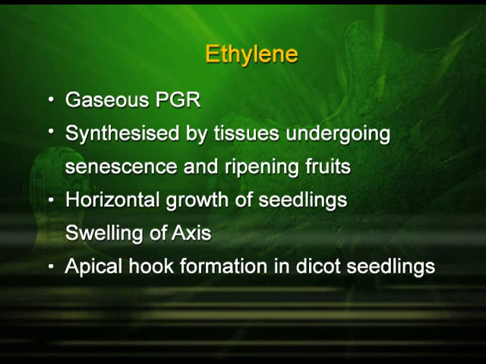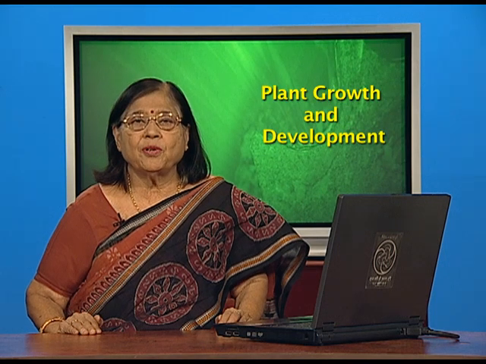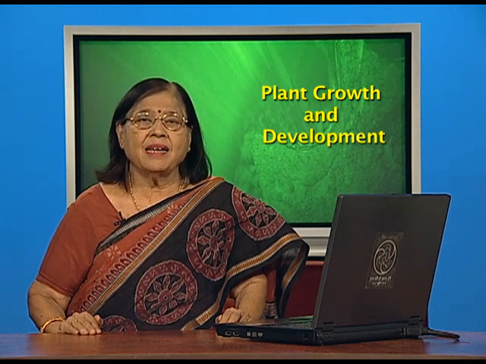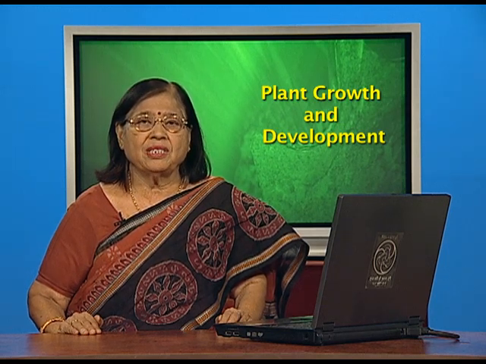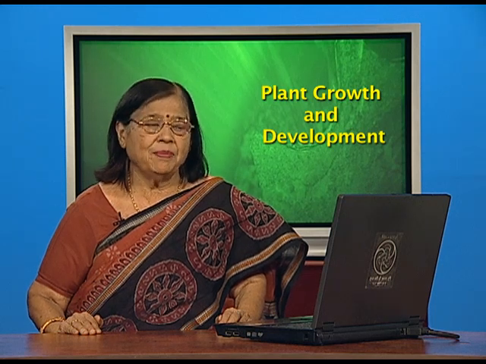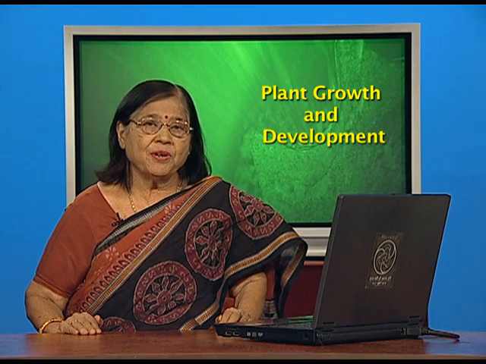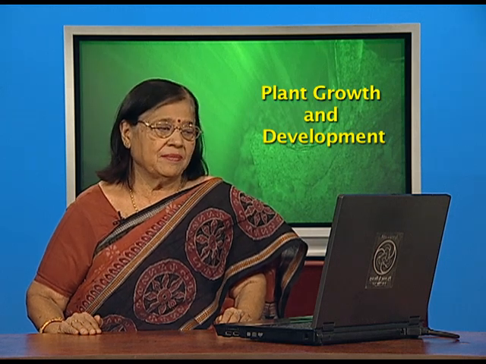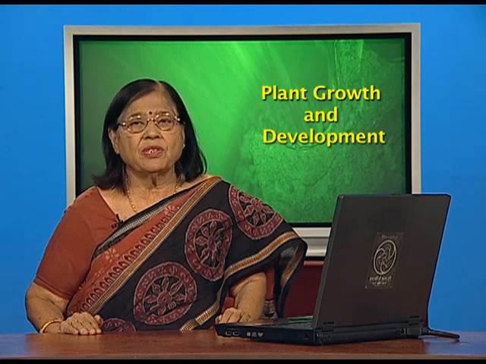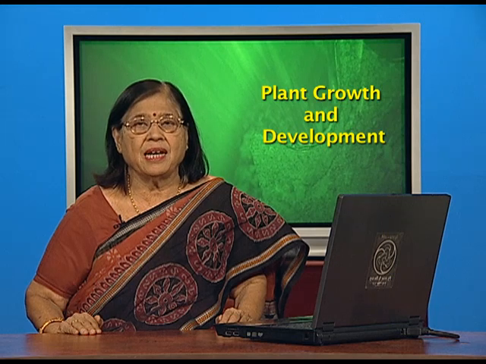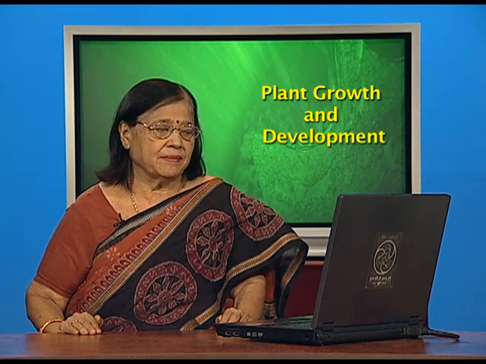Apical hook formation in dicot seedlings. Suppose you put gram seed in water and peel it, then you will find two cotyledons, and both the cotyledons are connected with a hook kind of structure, and that is because of this PGR. Promoted senescence and abscission of leaves and flowers. So, it is promoting the falling of leaves, dying of leaves. Of course, that is an important phenomenon for a tree, but it should take place under the influence of some PGR, and ethylene has a role in this.